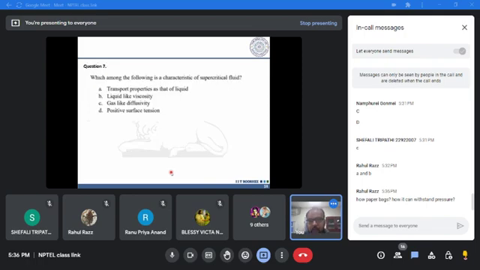Question 7. Which among the following is a characteristic of supercritical fluid? Transport properties like that of liquid, like viscosity, gas-like diffusivity, and positive surface tension. So which will be the answer? Please write in the comment box.